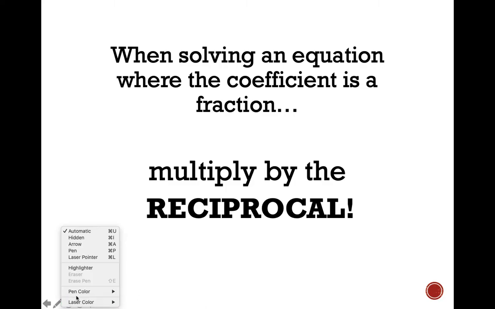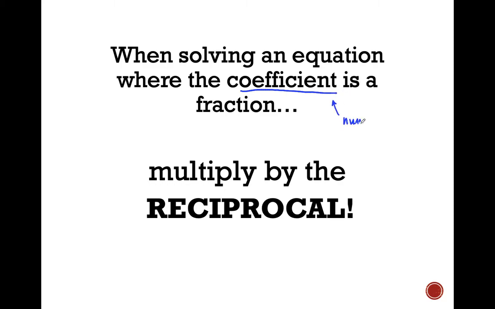So before we actually show some examples, we need to refresh ourselves as to what all this means. So first, we need to remember what a coefficient is. A coefficient is the number in front of a variable.